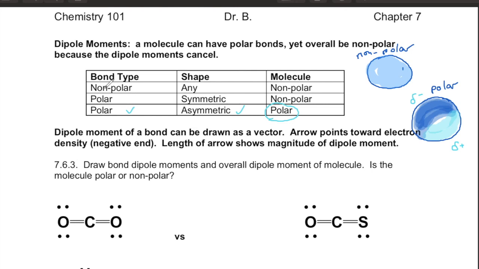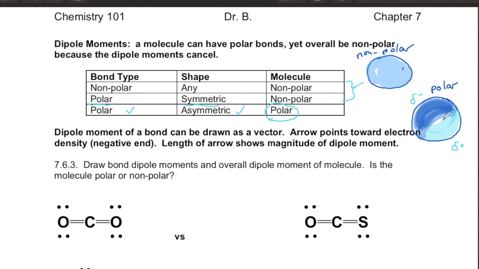If you have nonpolar bonds, then the electrons can't really be uneven because they're being shared evenly all throughout the molecule. And if you have polar bonds but a symmetric shape, then the electrons are being pulled because they're polar, but if they're being pulled evenly in all directions, you're still going to get overall an even distribution like this nonpolar molecule.